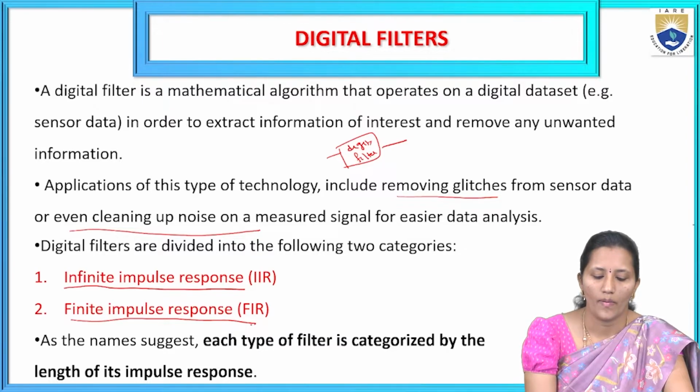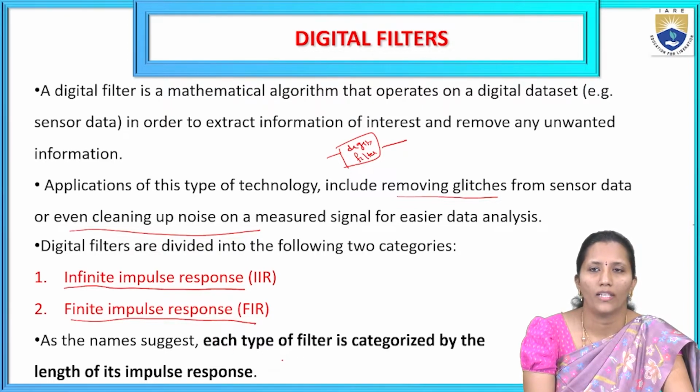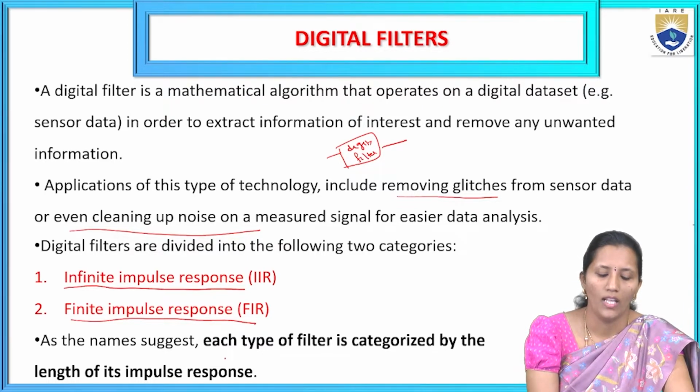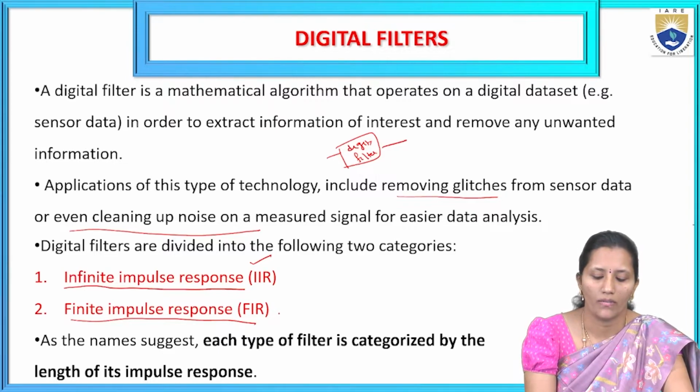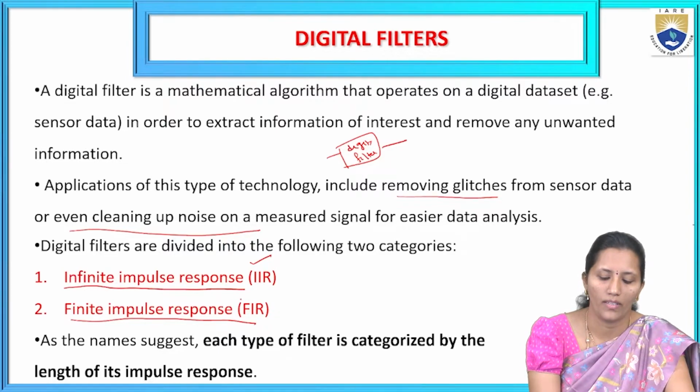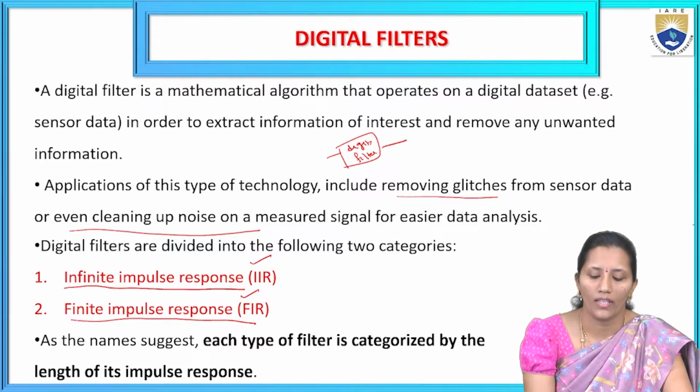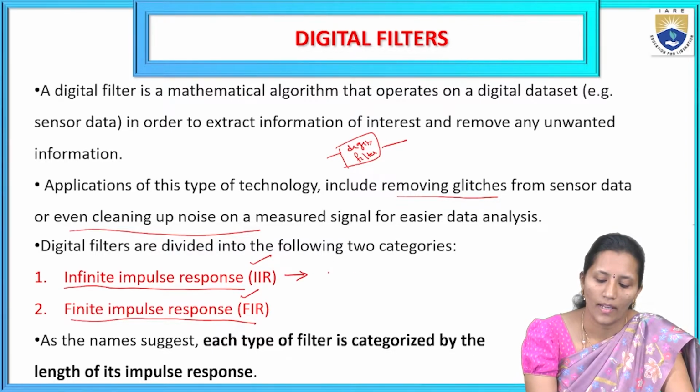The names IIR and FIR suggest that each type of filter is characterized by the length of its impulse response. If the impulse response is of infinite duration, the filter is called the IIR filter. If the impulse response of the filter is of finite duration, that filter is called the FIR filter.